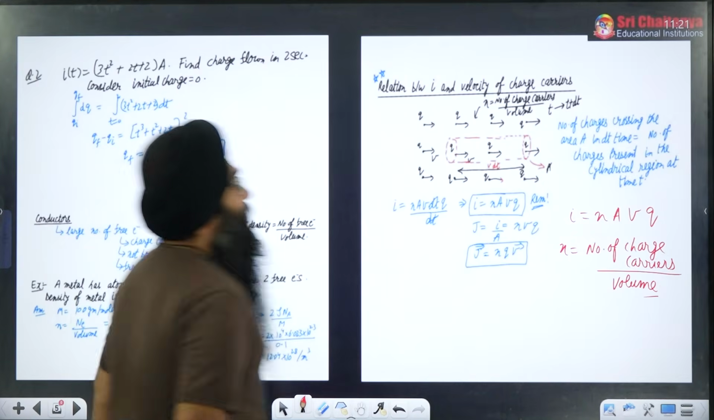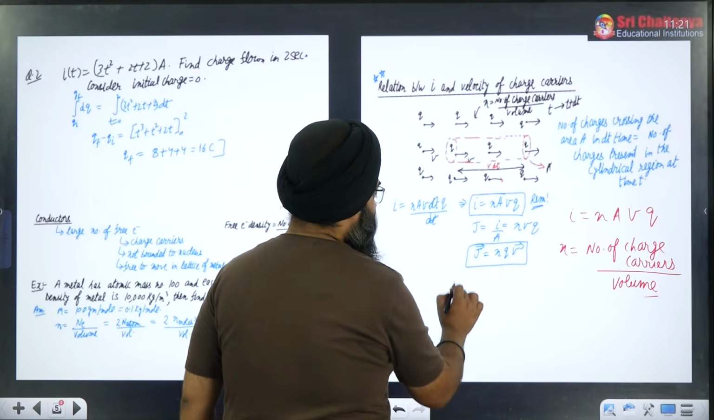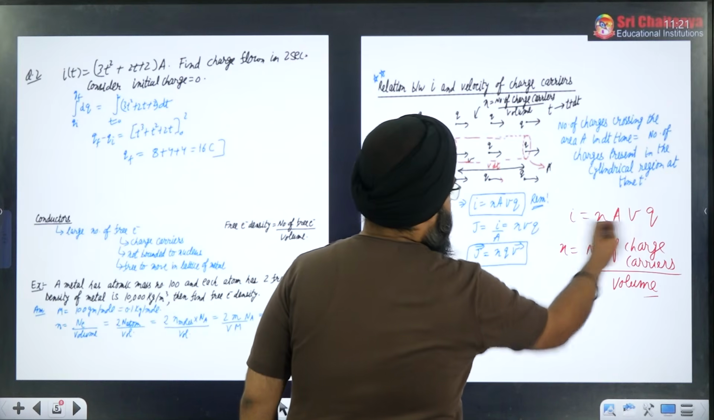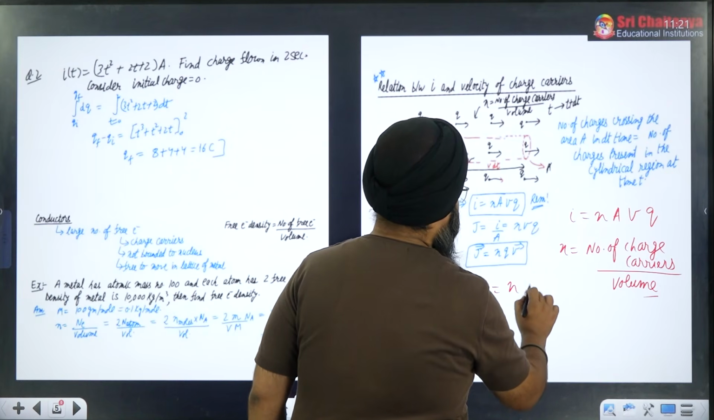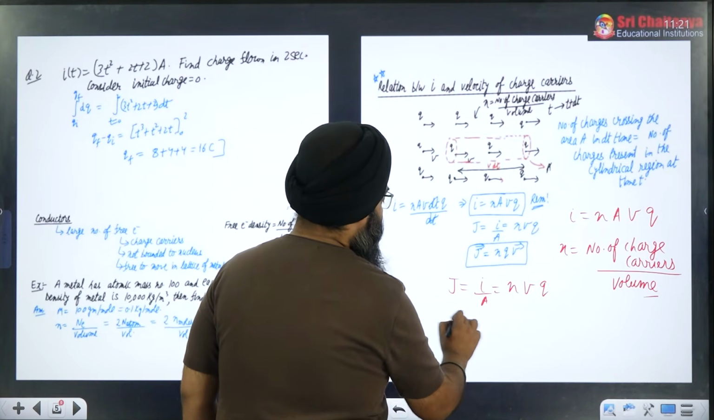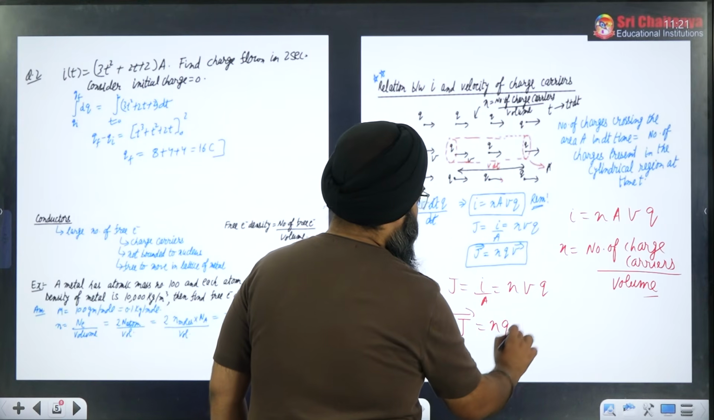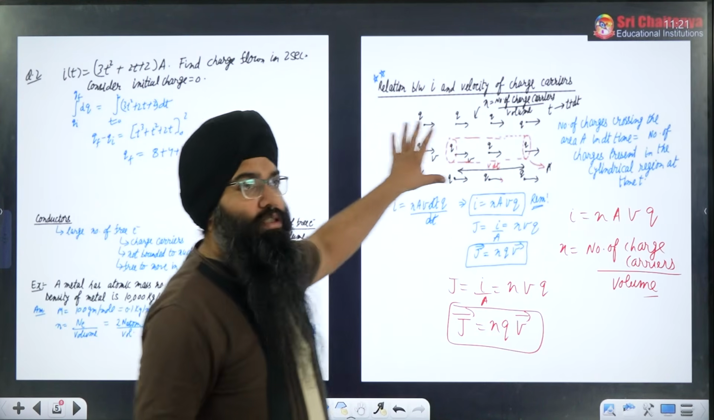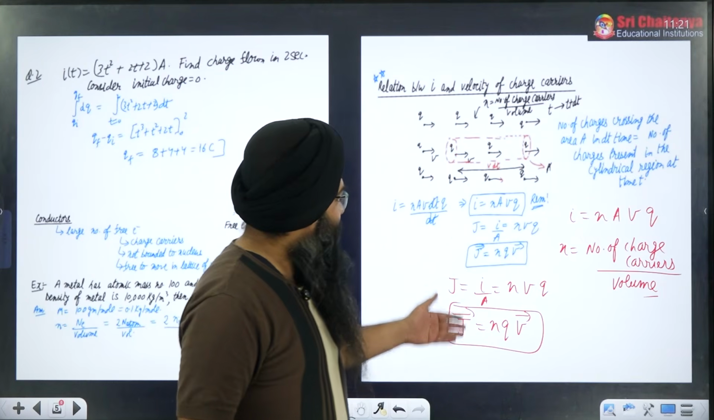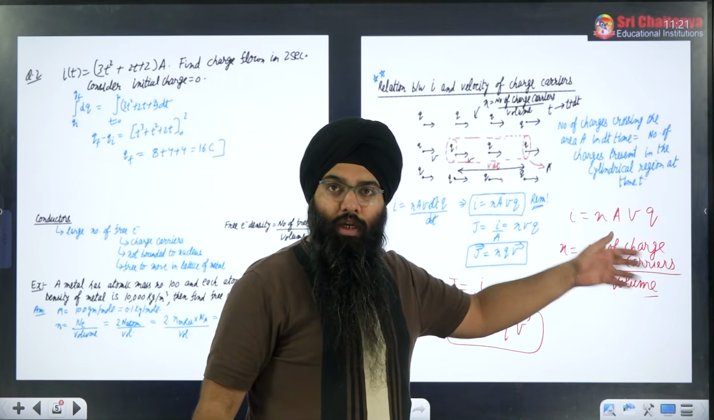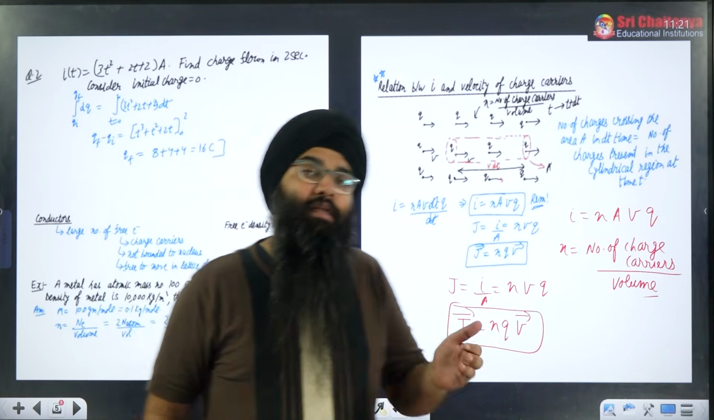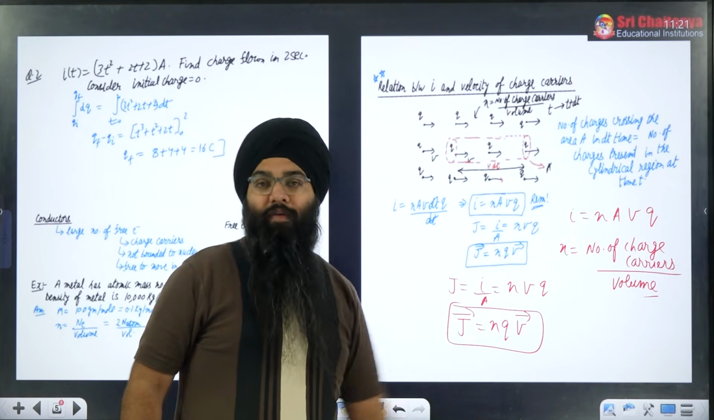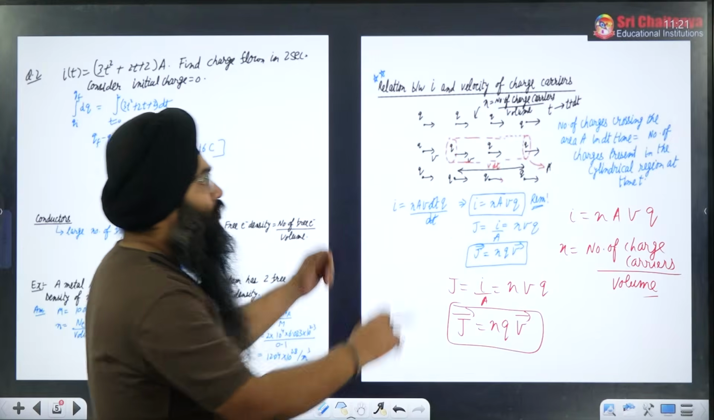One more thing: since you already know that current density is basically current per unit area, if you divide this equation by the area, you will get N into V into Q. Or vectorially, I can write current density as N into Q into velocity vector. I am assuming this is a positive charge, so current density will be in the direction of flow of positive charge, because current density is in the direction of flow of current. So basically the J vector is given by NQV vector. I hope this concept is also clear to you.